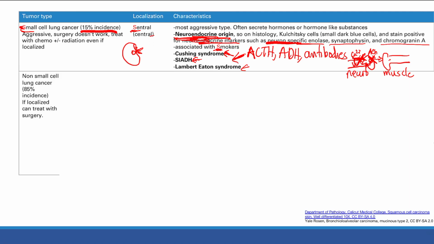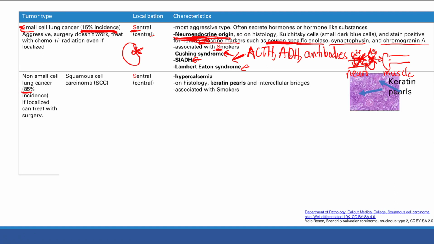So now we're going to go to the non-small cell cancers. This is 85% of the lung cancers. Now these, if localized, you can treat with surgery. That's in contrast to the small cell cancers, where you can't. First of all, there are three of them that we're going to talk about.